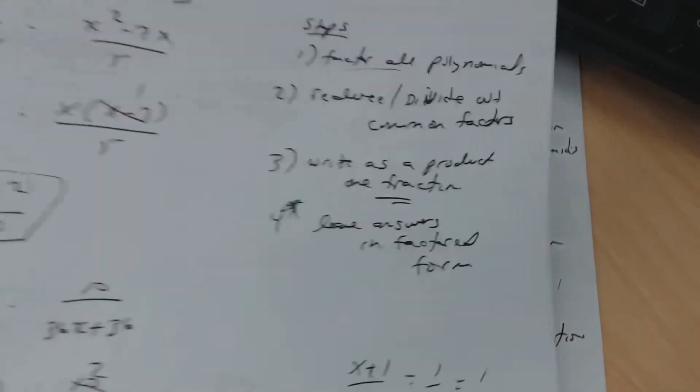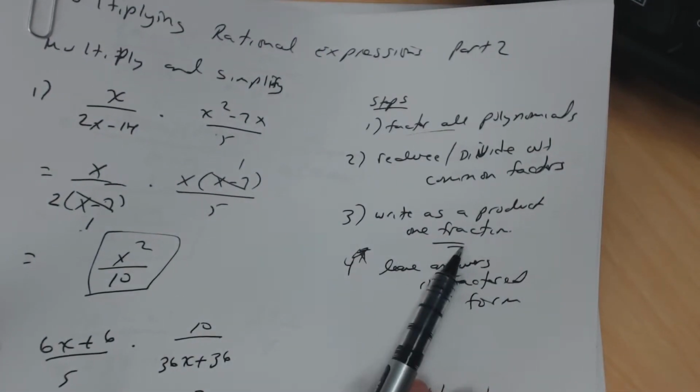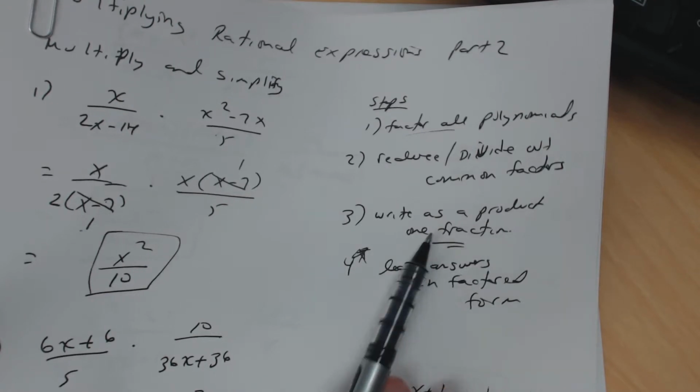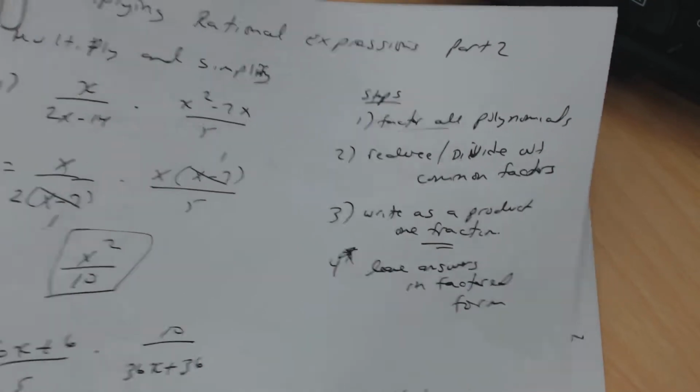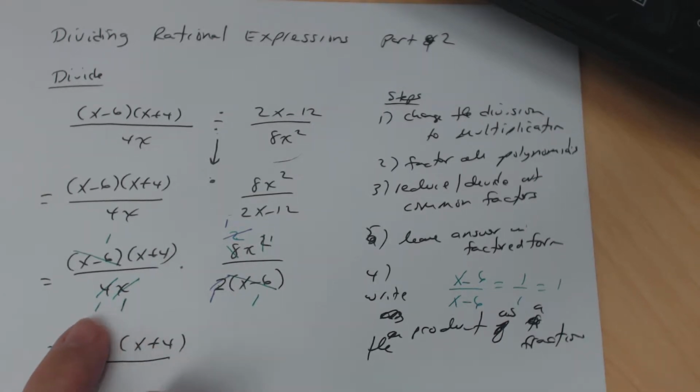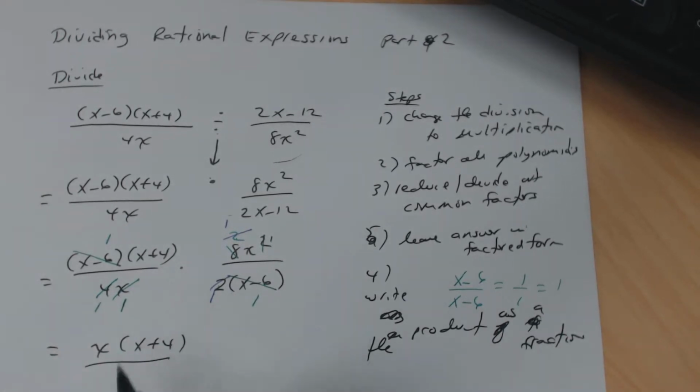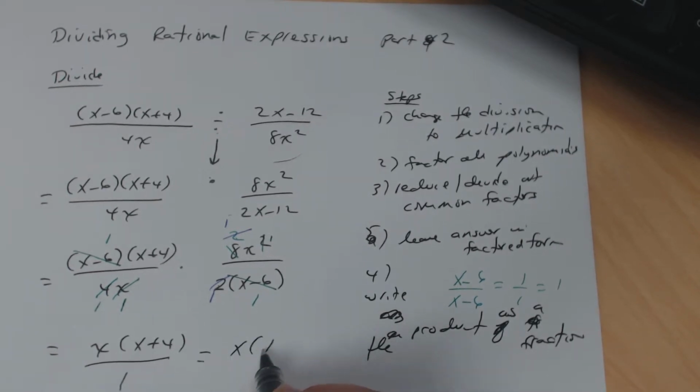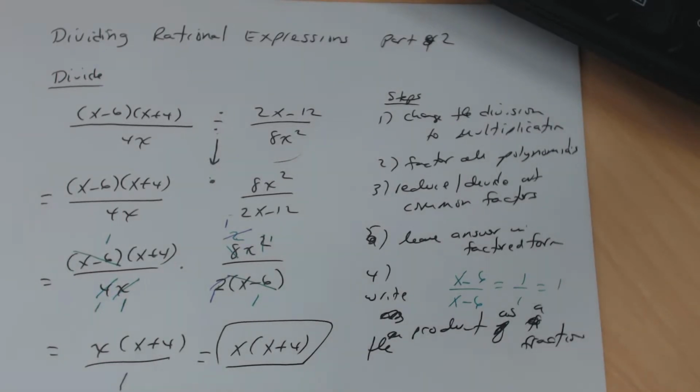So that's just right here. So write as a product of one fraction, that was one fraction, and then leave your answer in factored form. Okay, so I'm writing this as one fraction. That's what this is saying. So 1 times 1 times 1 times 1 is 1, but anything divided by 1 is itself, so you get x times x plus 4. So there's your answer. All right, let's look at the second one.